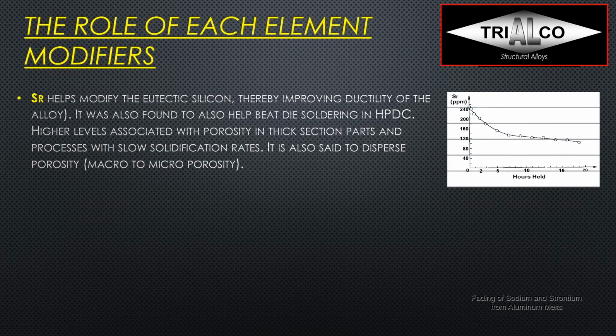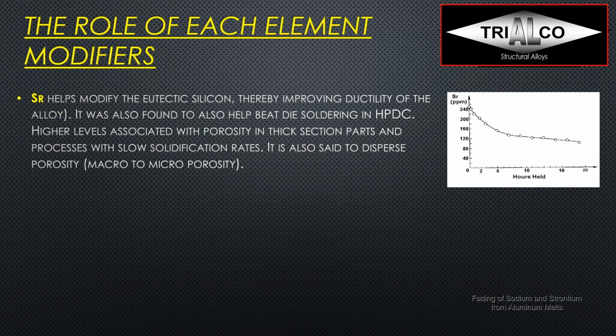So now let's have a look at modifiers, and of course I have to start with strontium because it is the most common silicon eutectic modifier that is used in our industry. Using a chemical modifier is improving ductility of the alloy. We can also thermally modify the alloy, but then we would have to heat treat it longer, which can cause other problems and of course is expensive.